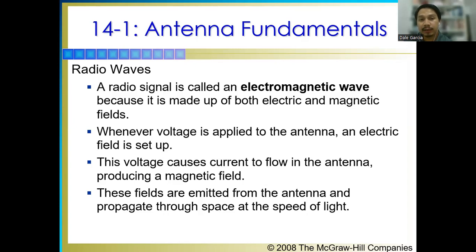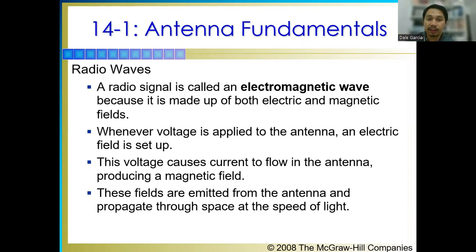Whenever voltage is applied to the antenna, an electric field is set up. Same as in other devices, once you apply voltage, an electric field is generated. As a quick review, what really is an electric field? It comes from charge, a difference of charge. If there's a positive charge and a negative charge, separated by a distance, an electric field exists between those two opposite charges.